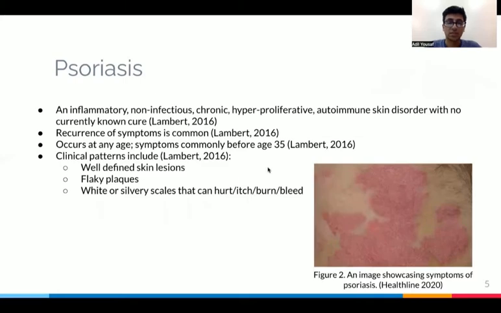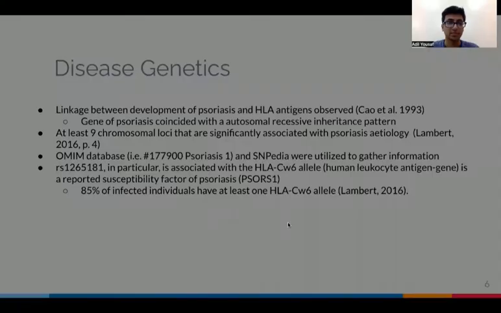So what is psoriasis? Psoriasis is a chronic skin disorder where oftentimes you're going to get flare-ups of symptoms. It commonly occurs at younger ages, and you're going to get skin lesions, flakes, and scales that are going to hurt and itch on your skin. And over here in figure 2, here's a showcase of some of the symptoms.